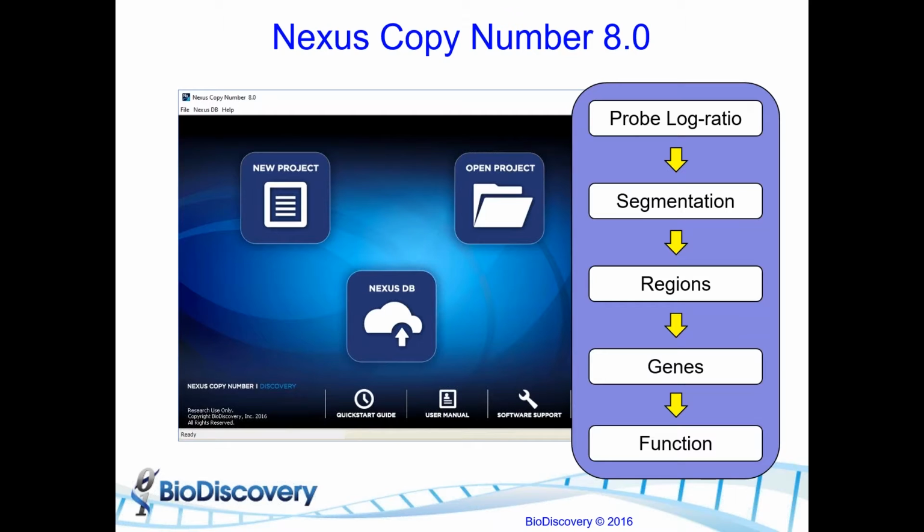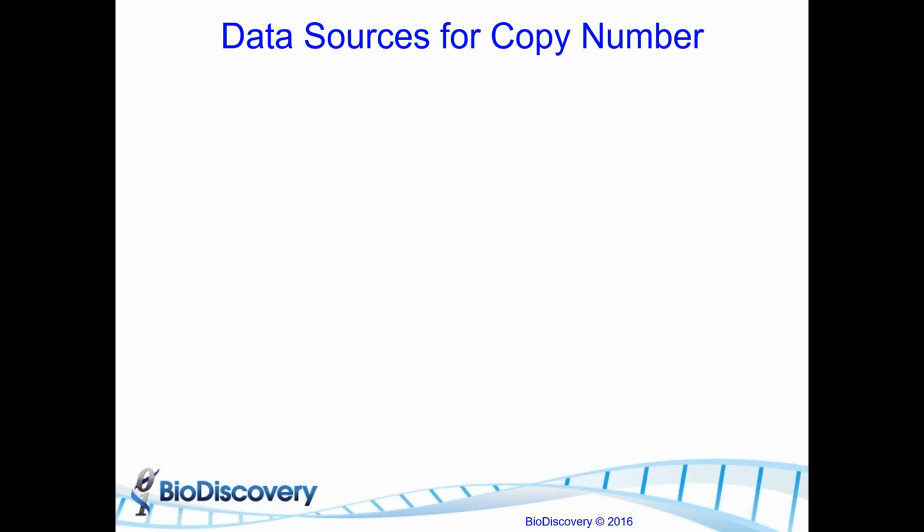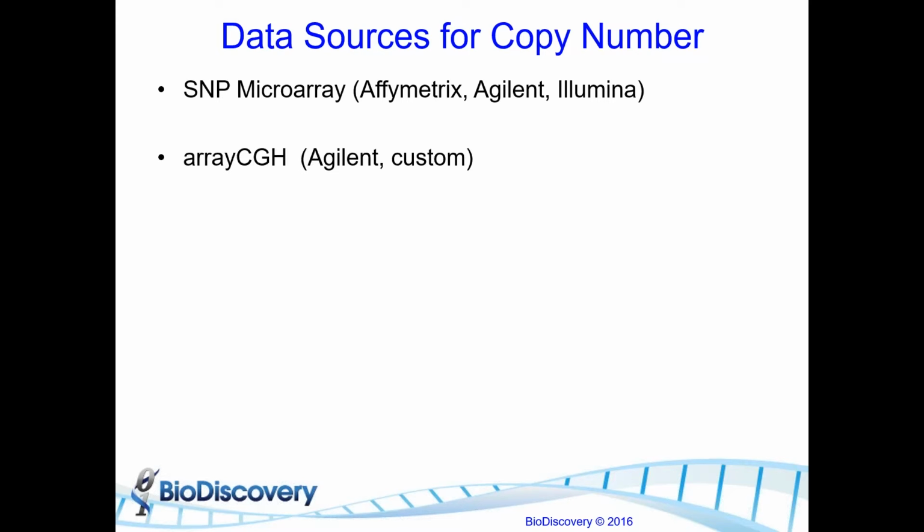The basic workflow is going to be the same regardless of which kind of copy number information we're using. However, there are a lot of different sources of data that we can use to estimate copy number. So what are some of the data sources that we can use for copy number estimation? Our primary methods are SNP Microarray, which is commercially available by Affymetrix, Agilent, and Illumina, as well as Array CGH, which includes both Agilent arrays and custom arrays. And these are what we think of as traditional sources for copy number analysis.